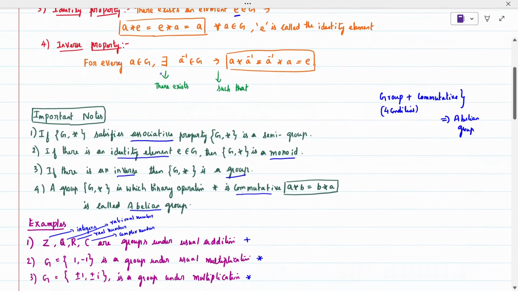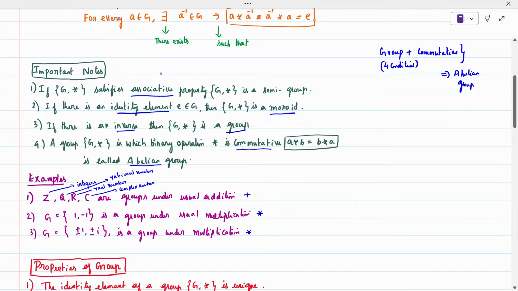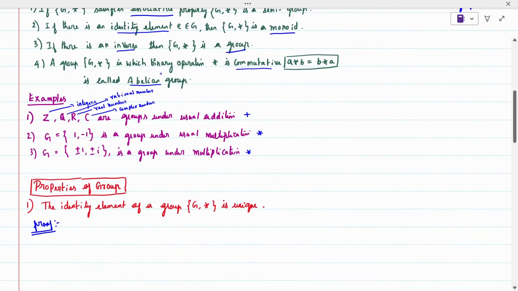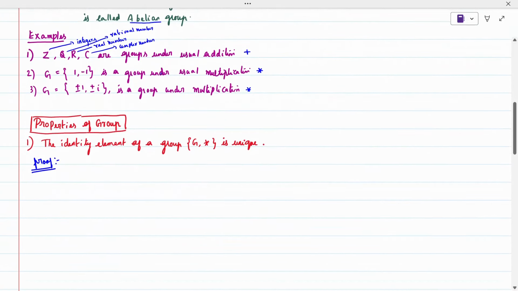For that we have some examples. It may be asked in the MCQ. Z is integers, Q is rational numbers, R is real numbers and C is complex numbers. All four are groups under the addition operation. G equal to {1, -1} is a group under multiplication. And G equal to {plus or minus 1, plus or minus i} is a group under multiplication. So this will be asked in an MCQ question. We'll be doing problems under group also in the next video.